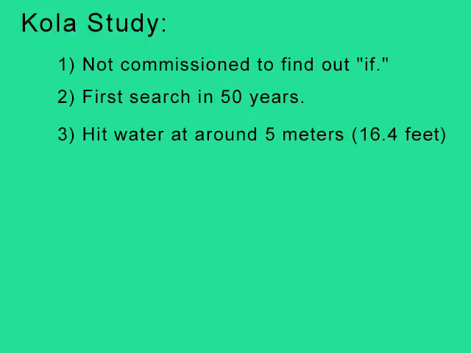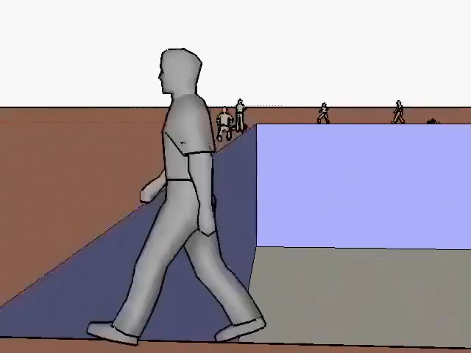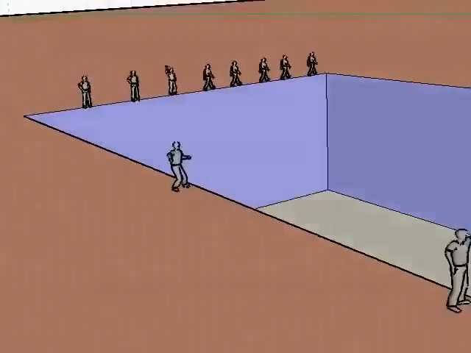Mattogno quotes Kola on page 72. "The majority of graves situated here reach the depth of 4 to 5 meters. One can suppose that those depths were regarded as the optimum ones. Underground waters appeared at bigger depths." This means the pits were not as deep as what you're seeing here. With the depth given by Kola, we'd need twice as many.